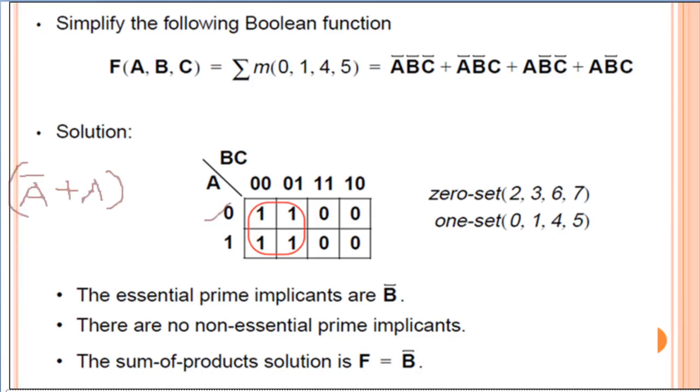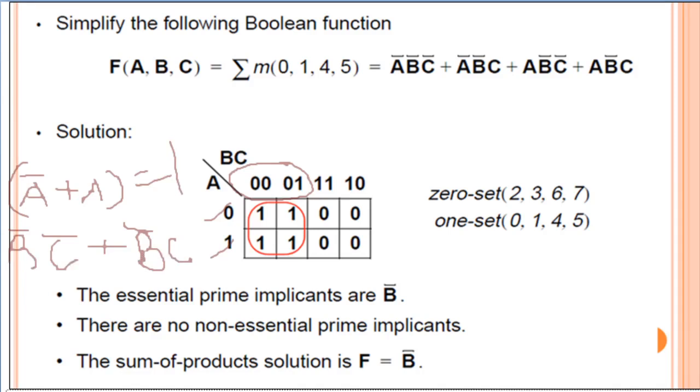This is a bar, that means this will become a bar plus a bar. Here, in that particular row, we have b bar c bar plus b bar c. Clear? Now a bar plus a become 1, and here b bar c bar plus b bar c.